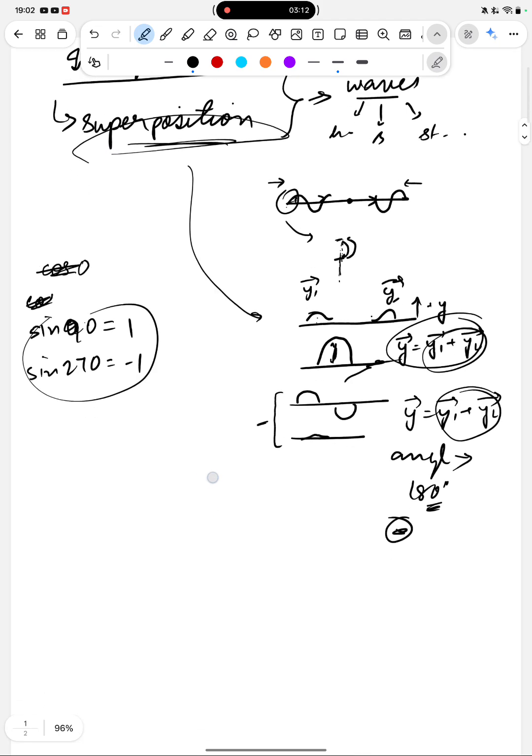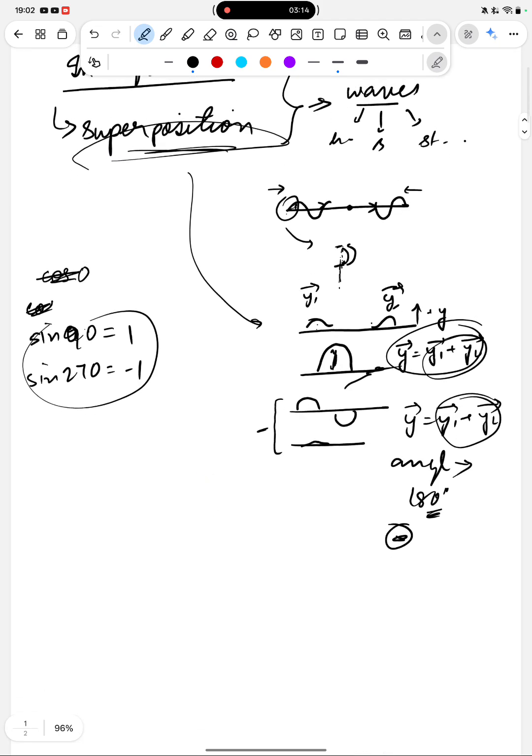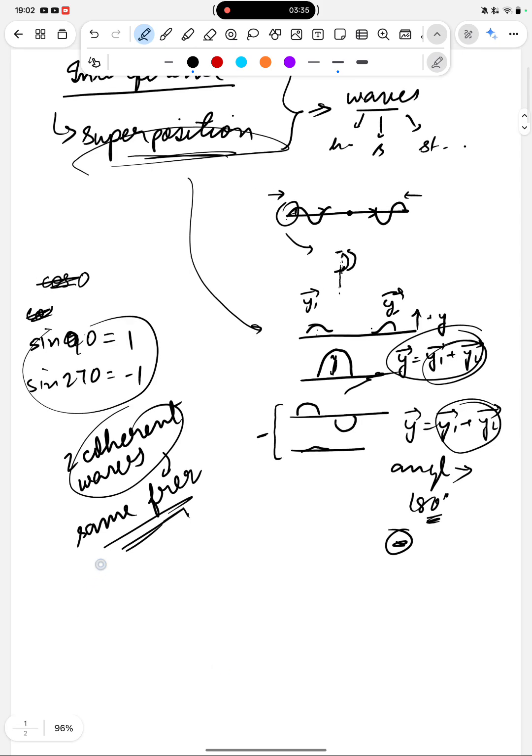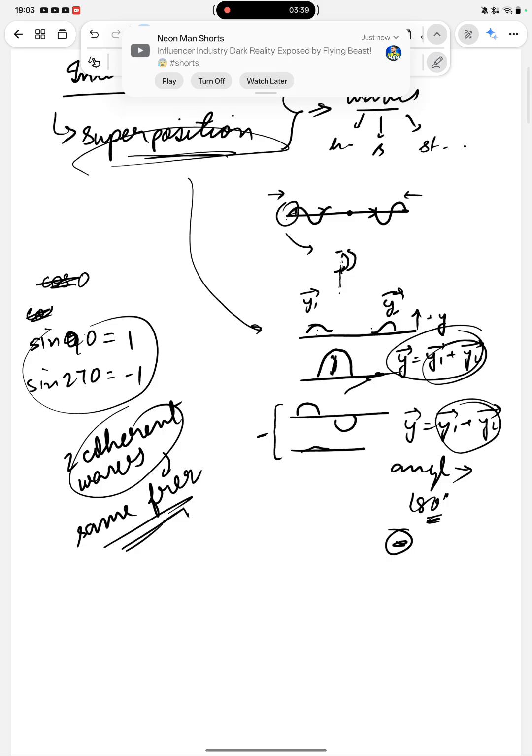Now interference is the superposition of two coherent waves. Coherent waves means they have the same frequency, and often they are produced by the same source. So they are traveling in the same direction and superimpose on one another.